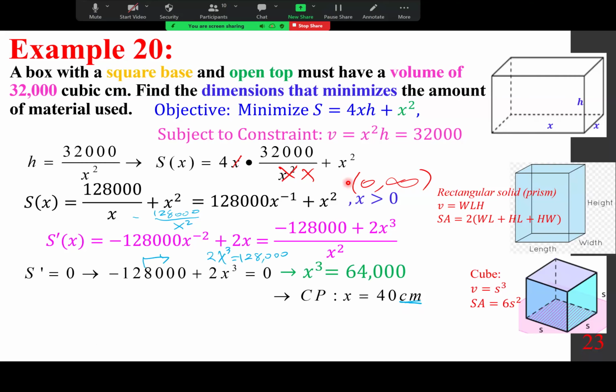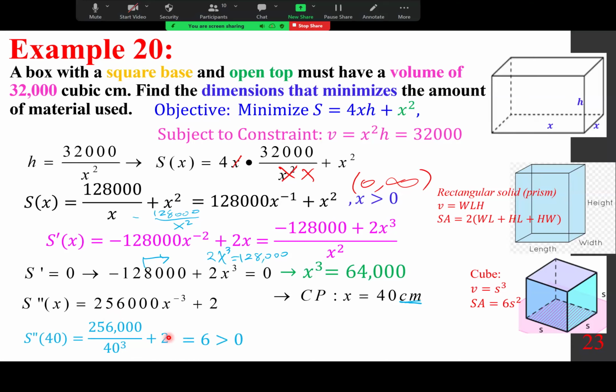We have an open interval. We have one critical point, so local becomes absolute. But is it going to minimize or maximize? We really have to justify it, and an easy way would be the second derivative test. So we're going to go back here. S double prime is 256,000 x to the power of -3 plus 2. I can put the x to the power of -3 down, make it x cubed, and plug in the number 40. Even if you don't evaluate this, positive over positive is positive, plus 2 makes it more positive.